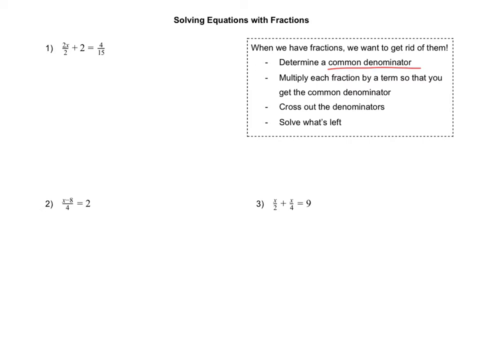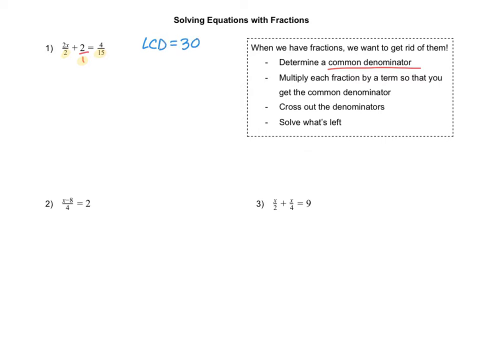denominator. Now, before we do that, we do have to do one thing, which is if something is not a fraction, make it a fraction by putting that number over 1. So in this first example, 2 was just a whole number, but I put it over 1. And now to find my common denominator, I'm going to look at all the denominators. So 2, 1, and 15. Now, a shortcut to find a common denominator is to just multiply your denominators. So 2 times 1 times 15 is 30. And that is actually also the lowest common denominator.